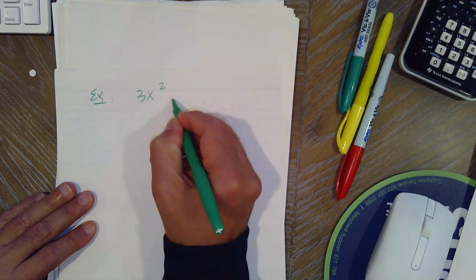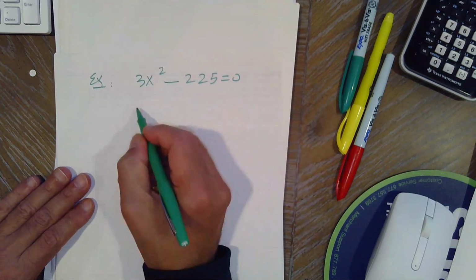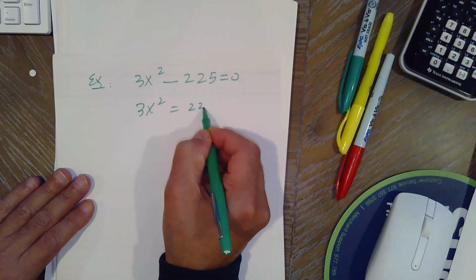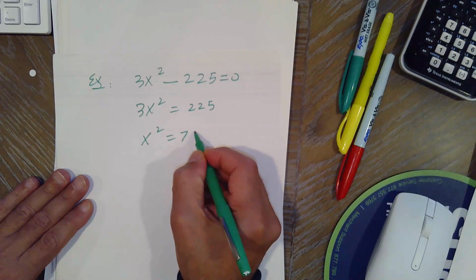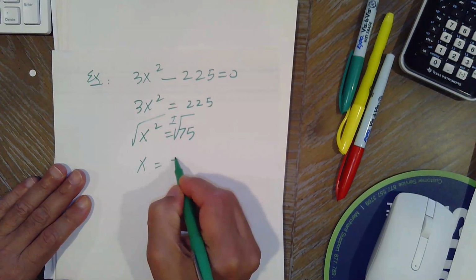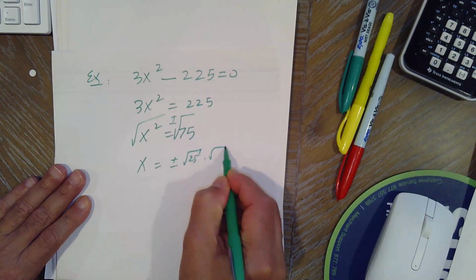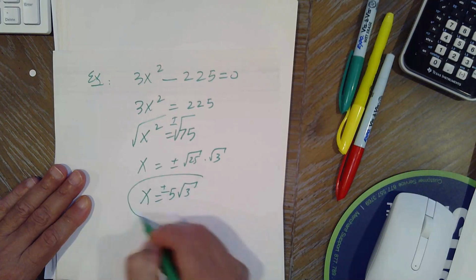Another one, 3x squared minus 225 equals 0. So move the 225 over, divide by 3. What's 225 divided by 3? It's 75, square rooted, plus or minus root 25 times root 3, which is 5 root 3. And it's plus or minus. Two solutions.